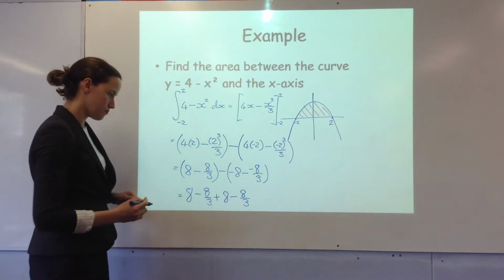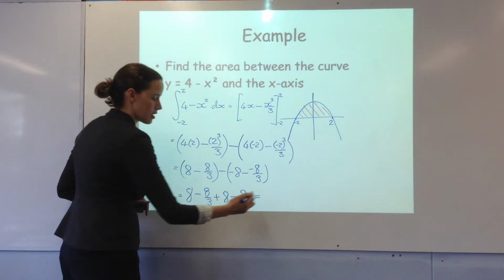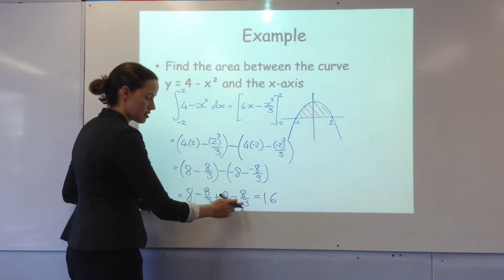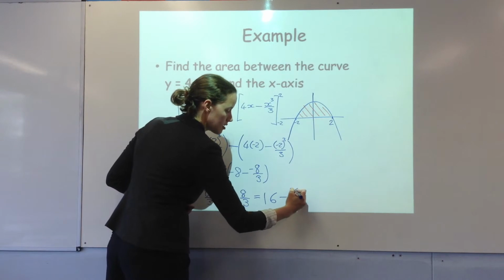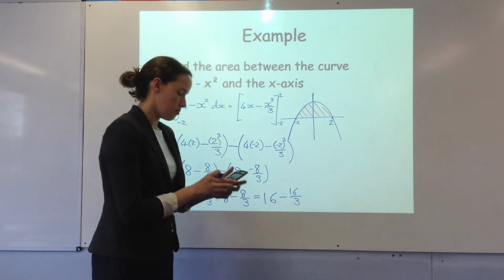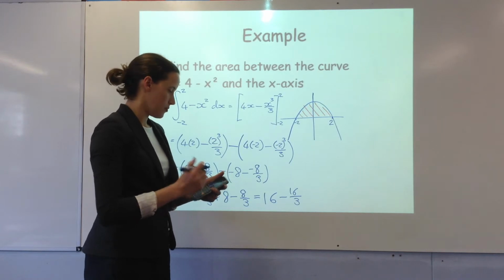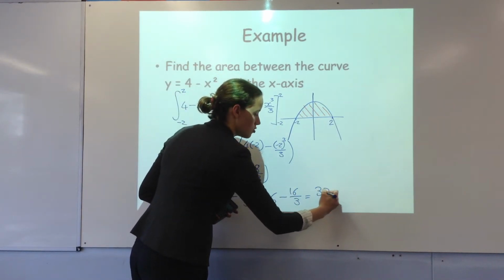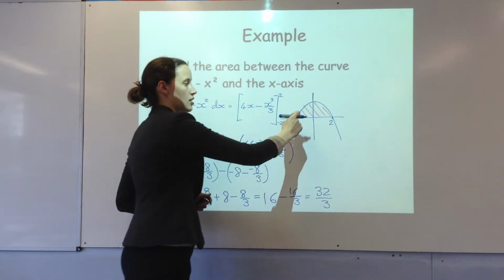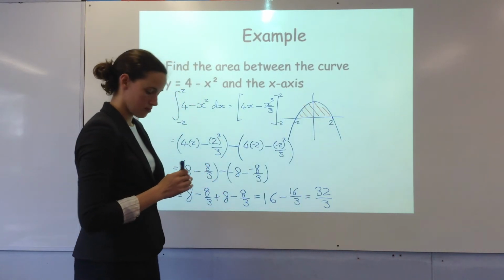And you can see here that we can probably add this up quite nicely. 8 plus 8 is 16. Minus 8 over 3 minus another 8 over 3 gives us minus 16 over 3. Okay, and we can leave it like that if we like. And again, I'm going to be relatively lazy because I can. 16 minus 16 over 3, I can get that as 32 over 3. And that is the area that I've shaded here in red. So it's the area underneath this curve.